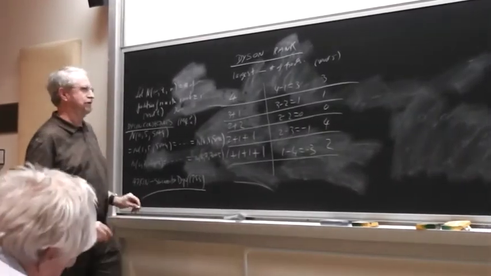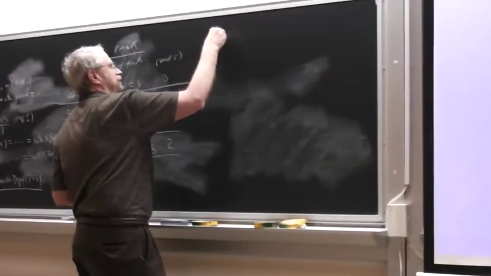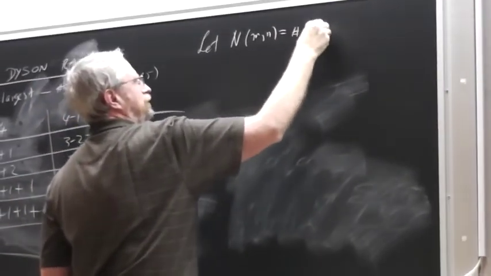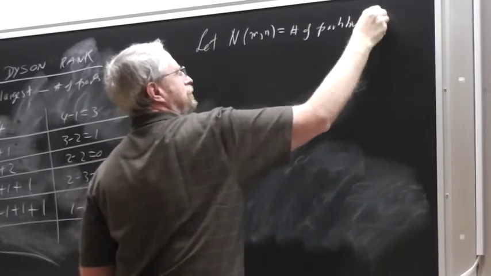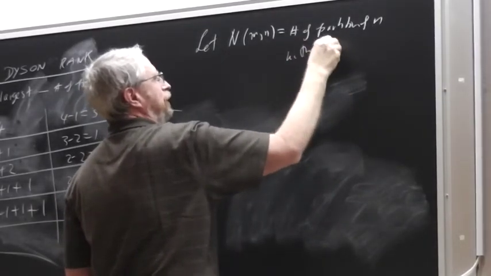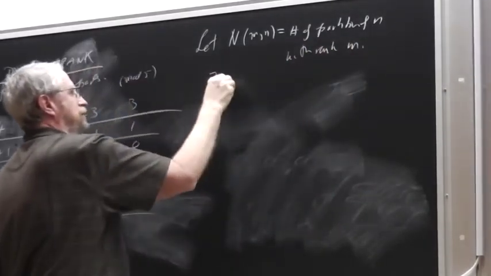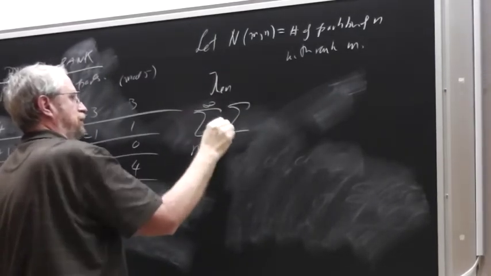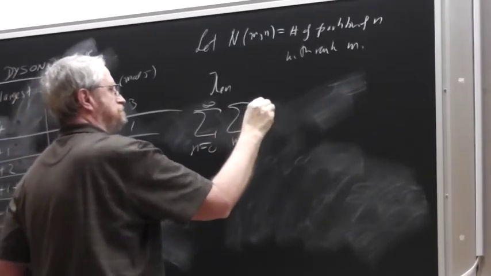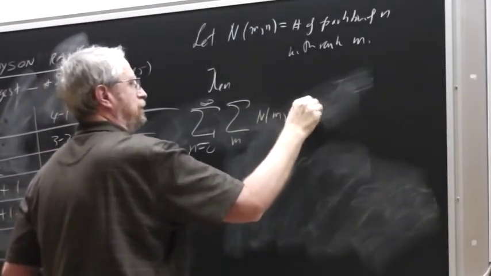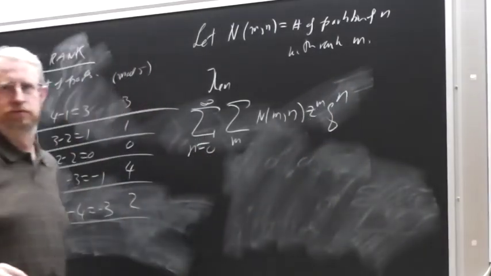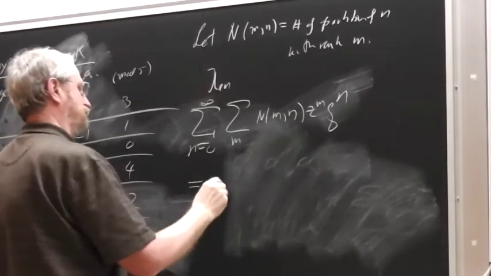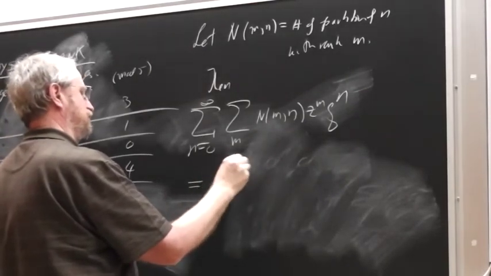Basically, we let N(m, n) equal the number of partitions of n with rank m. Then there's a two-variable generating function for this, and one form of it looks like this.